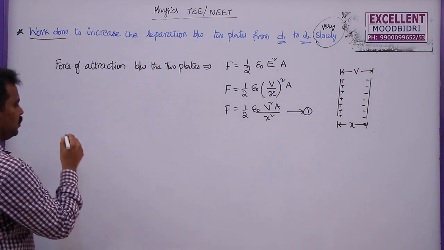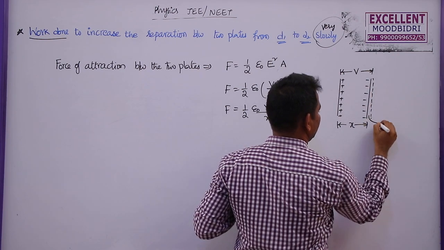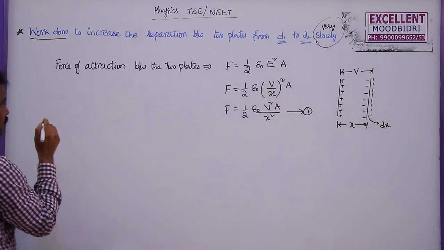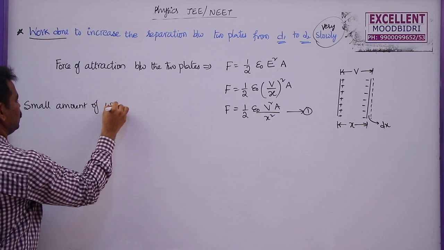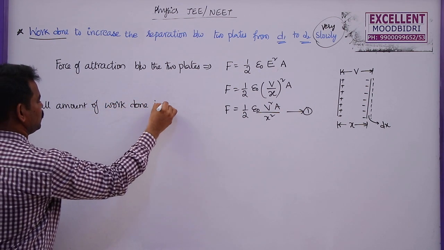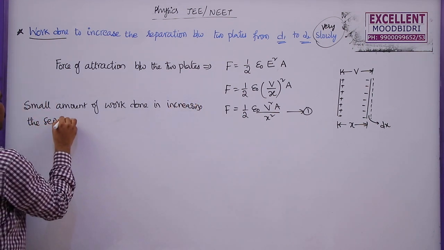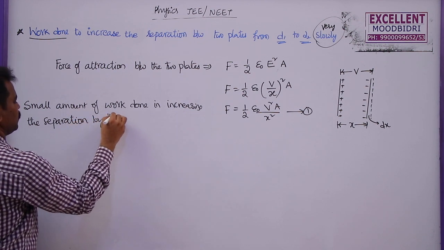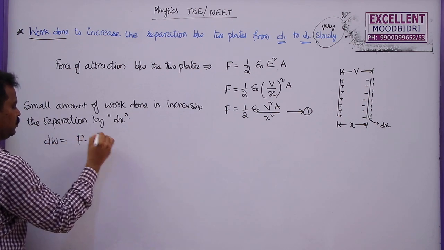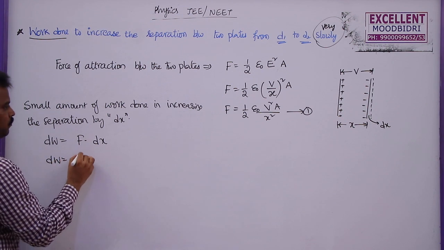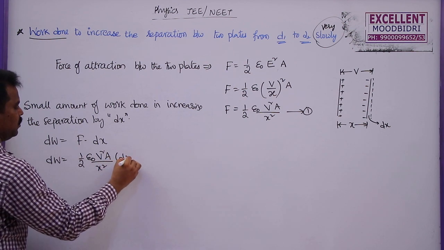Now what is the work done to increase the separation by a small distance? Let us say this is the new position and this is dx. So what is the small amount of work done in increasing the separation by dx? I am going to write dW is equal to F into dx. So dW is equal to half epsilon naught V square A by x square into dx.